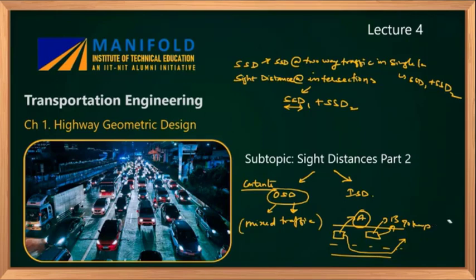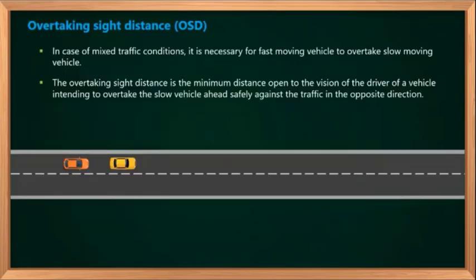See here, in case of mixed traffic conditions, very important: it is necessary for fast moving vehicles to overtake slow moving vehicles. Simple. So the overtaking sight distance is the minimum distance open to the vision of the driver of a vehicle intended to overtake the slow moving vehicle ahead safely against the traffic in the opposite direction. Is that clear? Are you all getting the point?